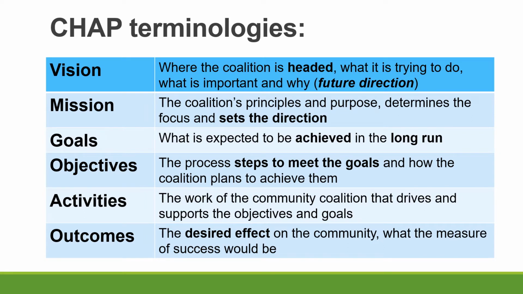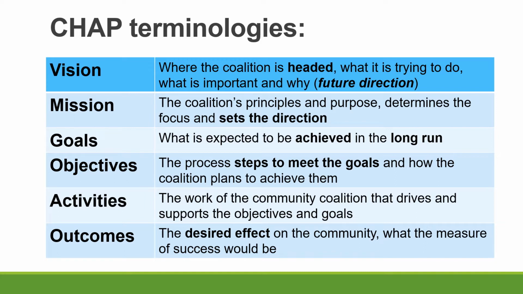These are the different terminologies that we need to remember in writing down our action plan. Number one is vision. So what is vision? It is where the coalition or organization is headed, what it is trying to do, and what is important and why. So in short, your vision is the future direction of the action plan or the future direction of the organization. Next is the mission. Mission are the principles and purpose that determine the focus and set the direction.